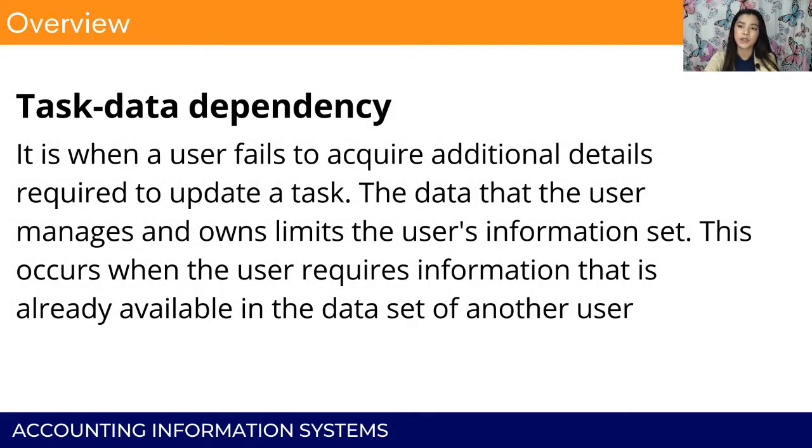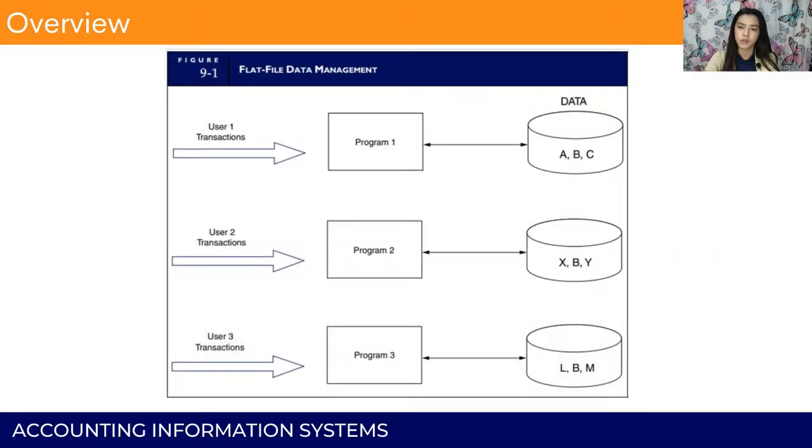Task data dependency. It is when a user fails to acquire additional details required to update a task. This occurs when the user requires information that is already available in the set of another user. So for example, figure 9-1 illustrates that if user 1's information needs to be adjusted and kailangan niya yung data Y na makikita na natin sa user 2. Since wala namang interconnection yung mga users, hindi pwedeng i-access ni user 1 yung data ni user 2. At possible rin na hindi sila aware na existing na yung data Y kay user 2. Dahil dito, they will produce data Y from scratch, which will lead to redundancy and greater data management cost.